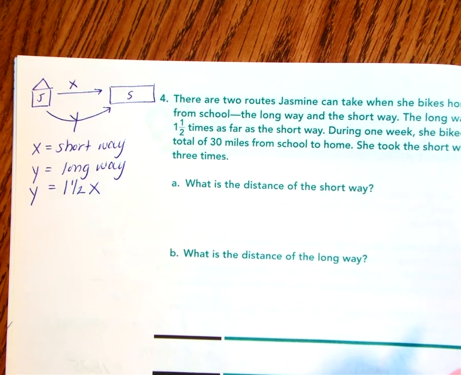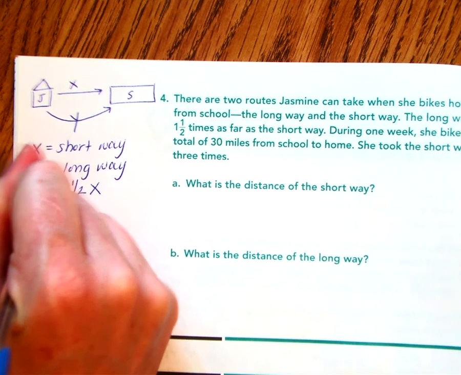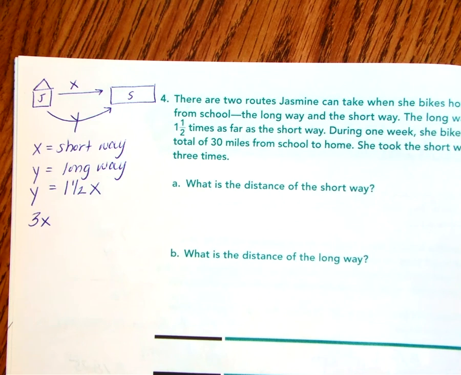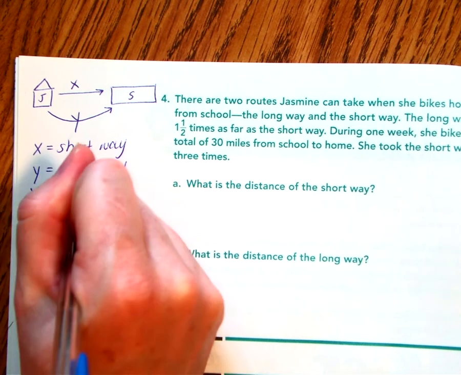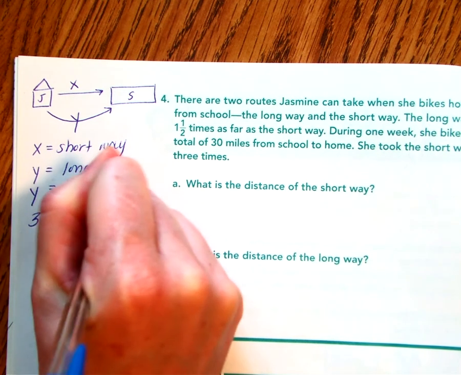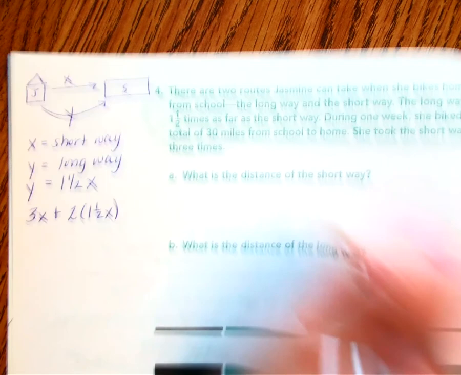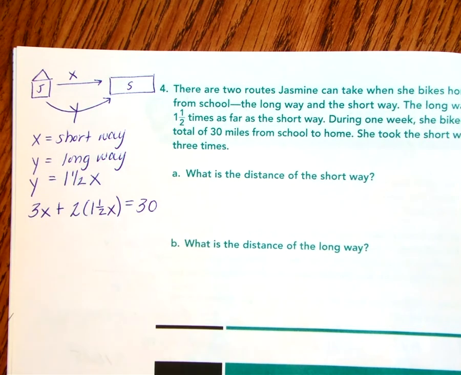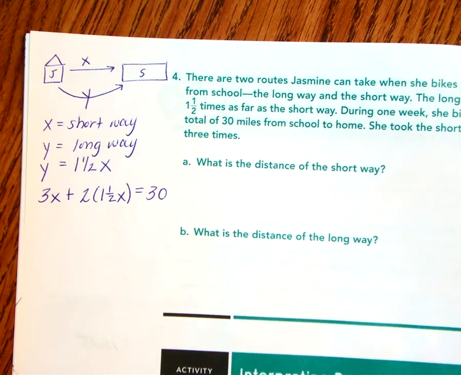And then they tell me that she goes a total of 30 miles. And I was thinking, oh, it's a typical school week. So she went 5 trips, Monday through Friday. And they said 3 of them were the short way. So in my mind, it was 3 times the short way plus 2 times the long way, all equals 30 miles. I was very comfortable with that. 5 trips, 3 the short way, 2 the long way.